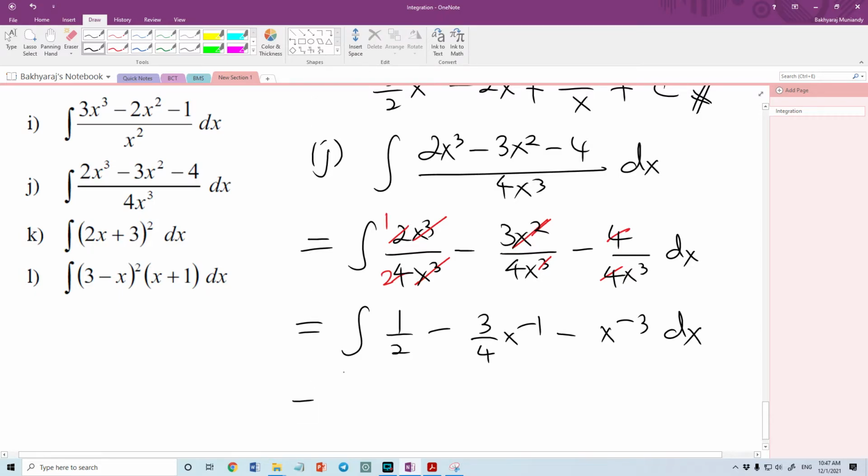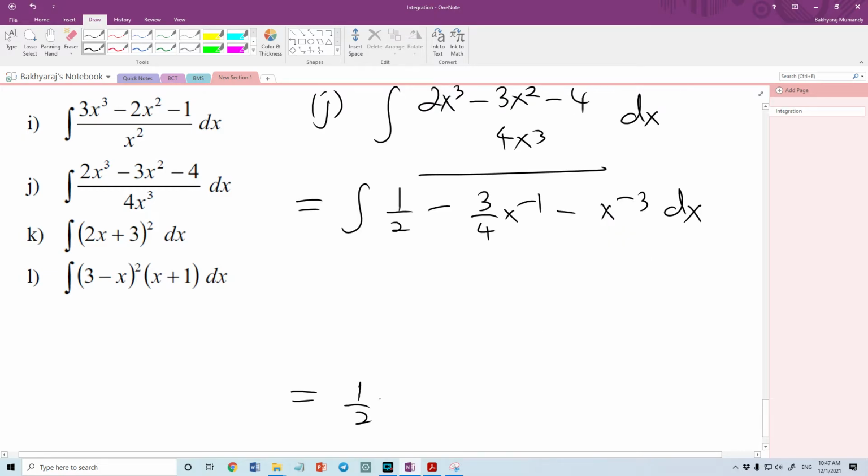Okay, so next, the continuation will be integration. So we just use the integration formula. So 1 over 2 is a constant, so we add x, 1 over 2x.